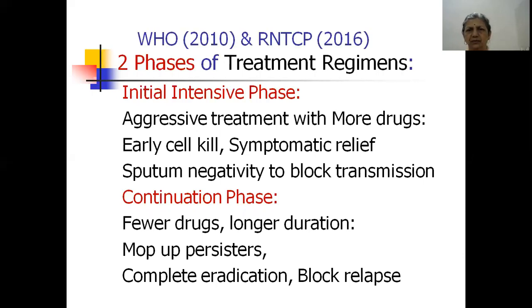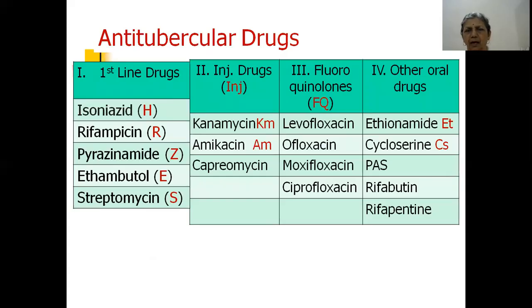And the regimens that we would be discussing are those regulated by WHO in 2010 and incorporated by RNTCP, the revised National Tuberculosis Control Program in India from 2016. And these are the regimens in place today. According to these guidelines, the anti-tubercular drugs can be classified as first-line drugs, which we just discussed: INH, rifampicin, pyrazinamide, ethambutol, and streptomycin are the first-line drugs.